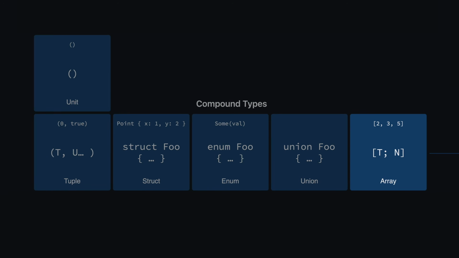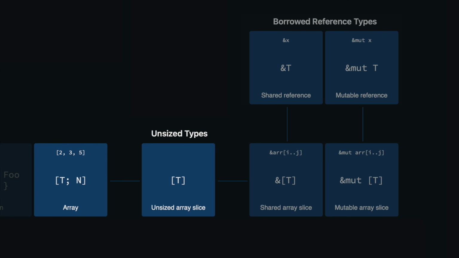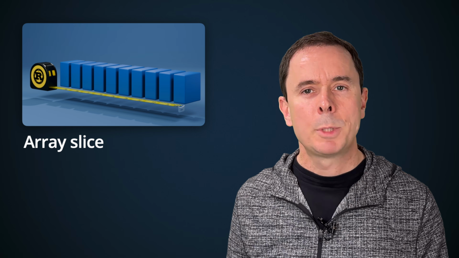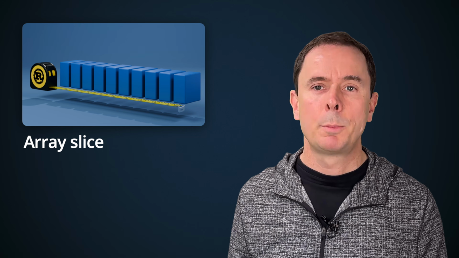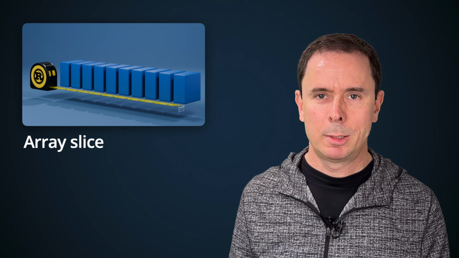If we follow this line to the right of the fixed length array, we pass through something called the unsized array slice, and then where it intersects with the borrowed reference types, we find the shared array slice and the mutable array slice. These types are borrowed references that point to some number of elements, and they give us a lot of flexibility when dealing with arrays. Curious?